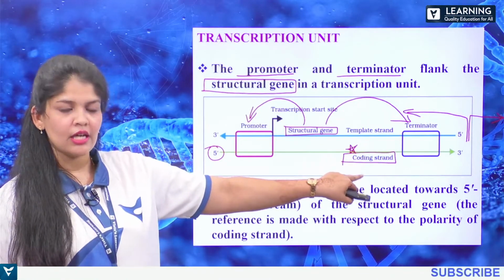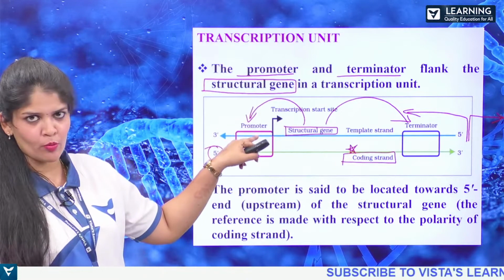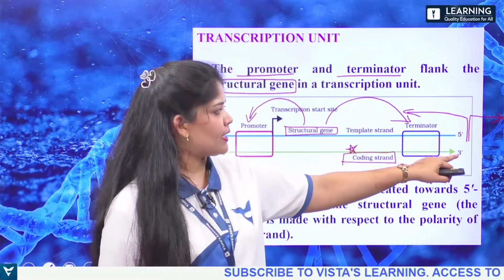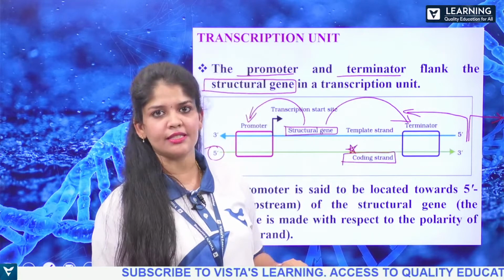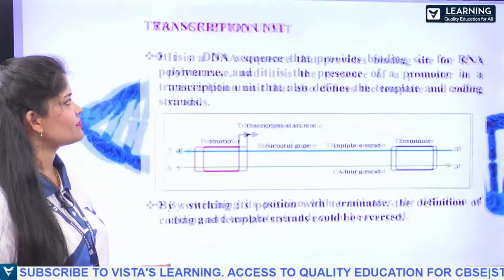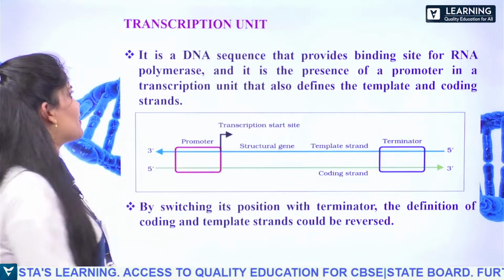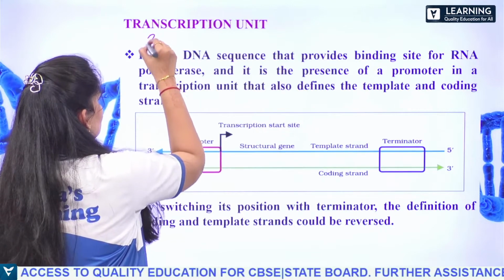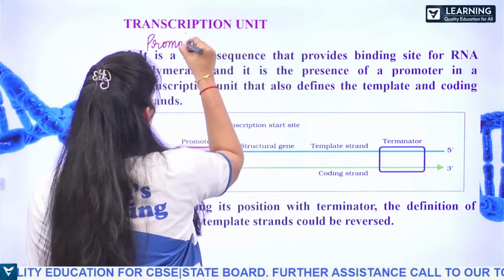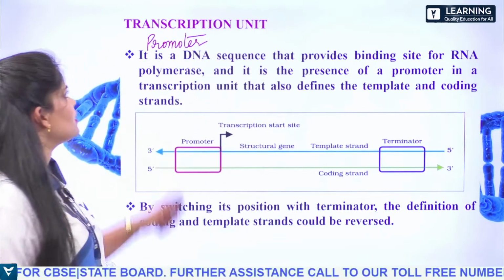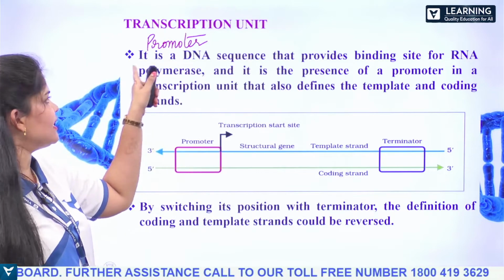On the coding strand, towards the 5' end, we have the promoter, and towards the 3' end, downstream, we have the terminator. Now, the promoter is a DNA sequence.